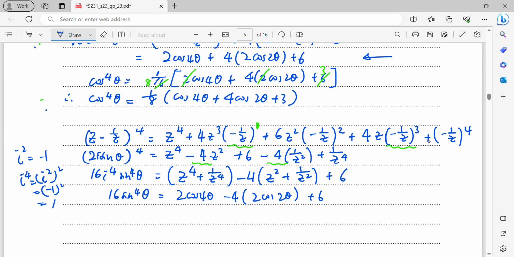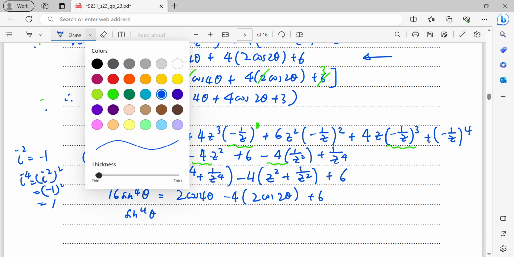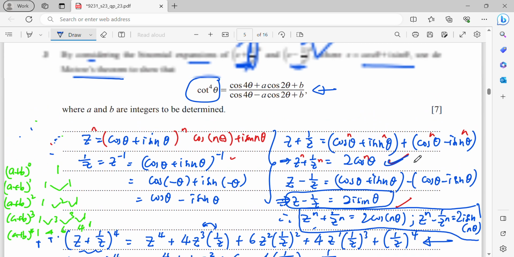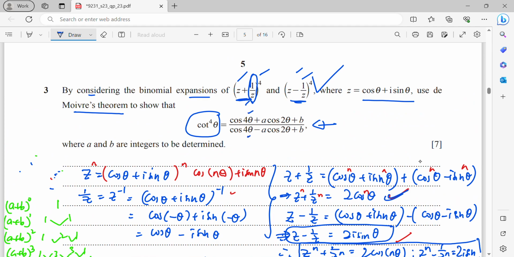And again now 16 moves down, and then you can just divide. Or before I move down, I can just divide first. So divide by 2. Then here becomes 8. Then now I move down the 8. So it will be 1 over 8, then cos 4 theta minus 4 cos 2 theta plus 3. Okay, so now when you look at the question here, your answer will be in terms of cos 4 theta, cos 2 theta, and the constant.